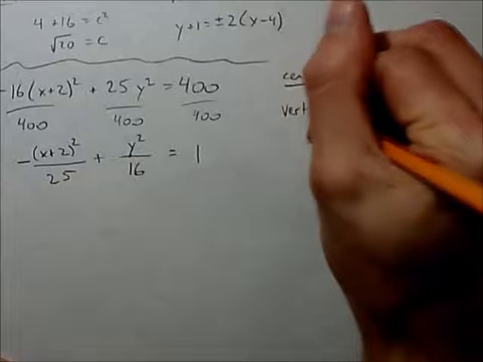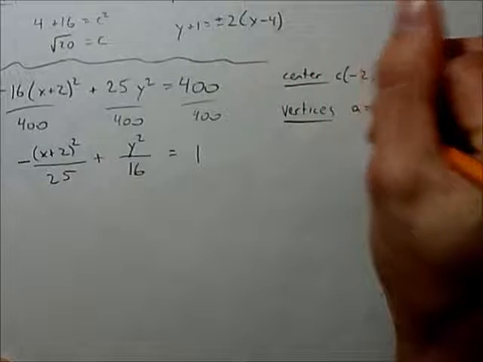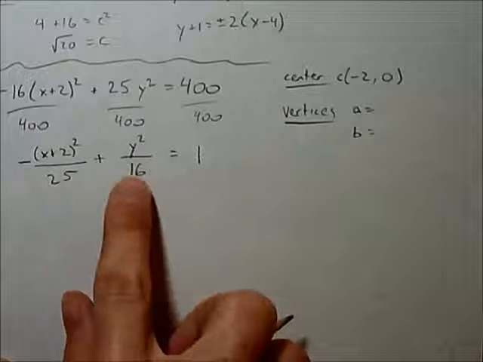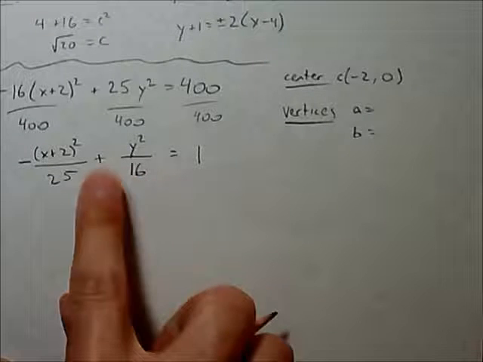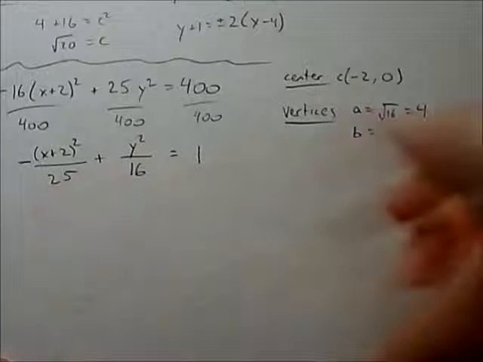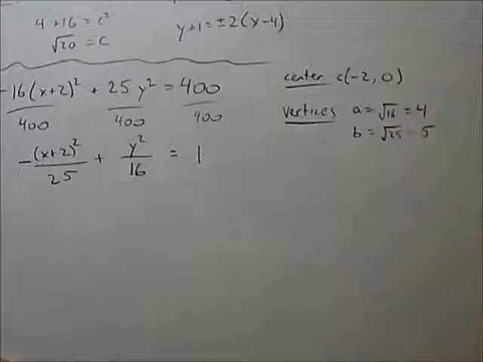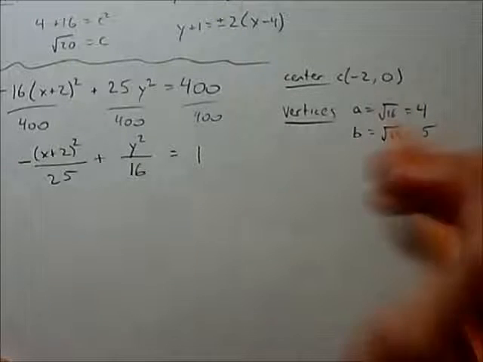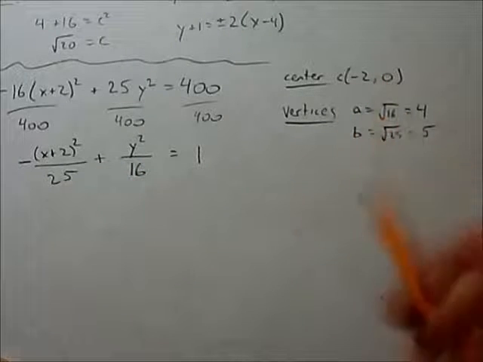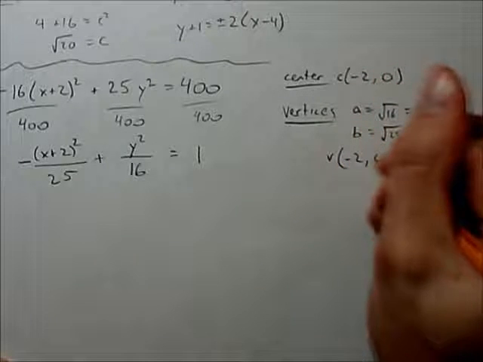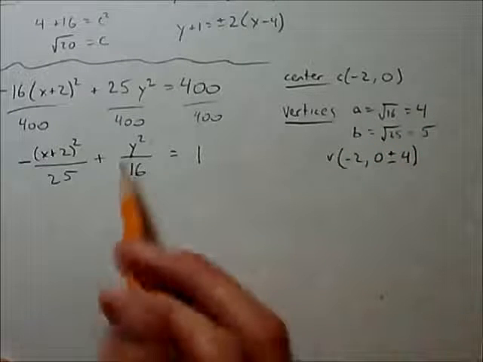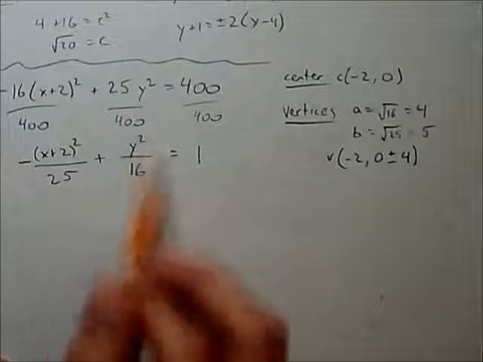Before we find the vertices, we're going to find a and b, because that's what we're used to doing. So a is going to come from not the bigger number, but the positive side. The 16 is with the positive value, so we'll use that for a. A is 4, and b is 5. And so the vertices, because a comes from the y direction, that's our major axis, we're going to count up and down from the center. So we start at negative 2, 0, and count up or down 4. We always use a for the vertices. It always comes from the major axis direction, the positive one.